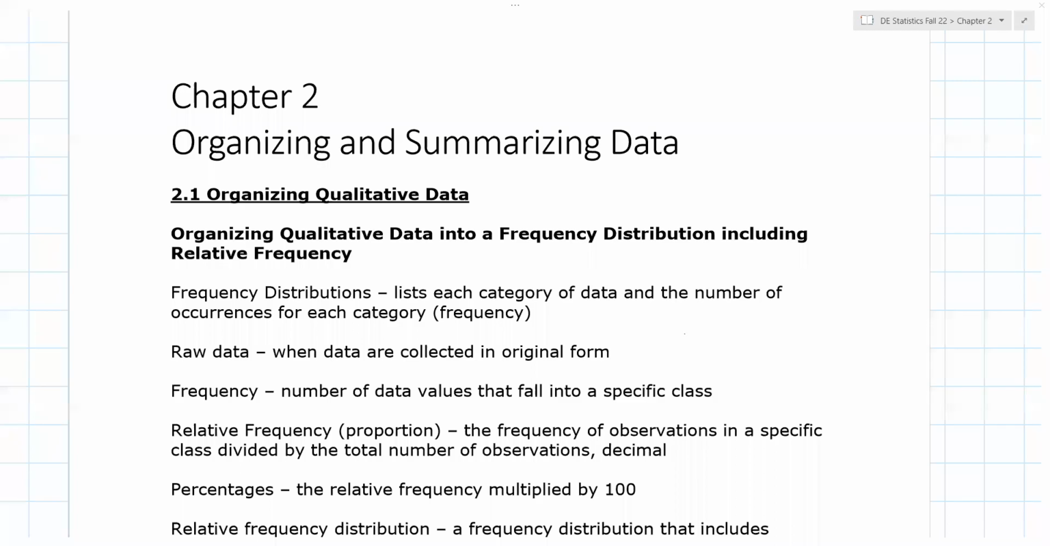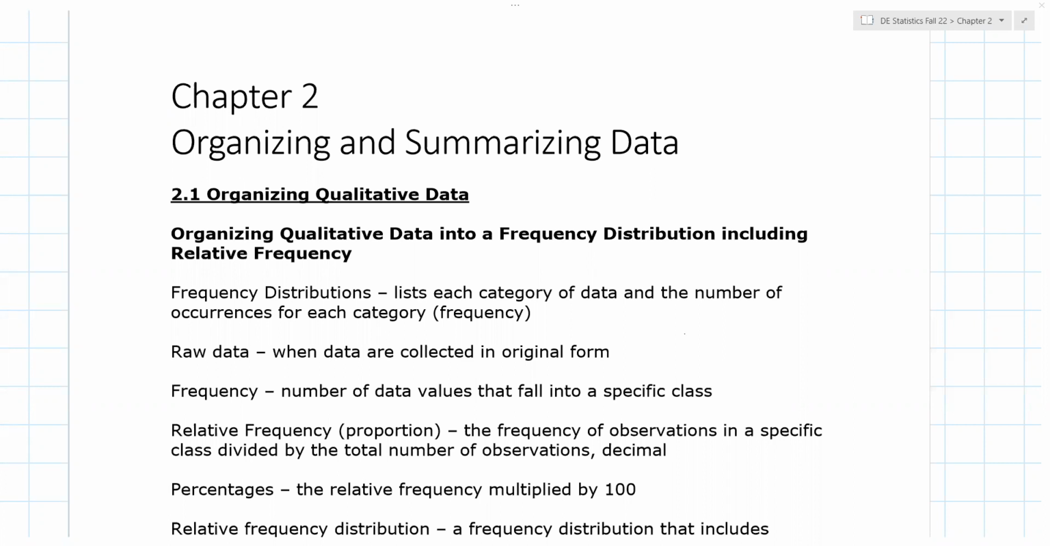All right, let's start chapter 2. In chapter 2, we're going to be focusing on how we organize and summarize the data. And we're going to be doing this through graphs, pie charts, bar graphs, histograms, that type of thing, as well as something that is called a frequency table or a frequency distribution. So that's what we're going to be focusing on in 2.1 and 2.2.